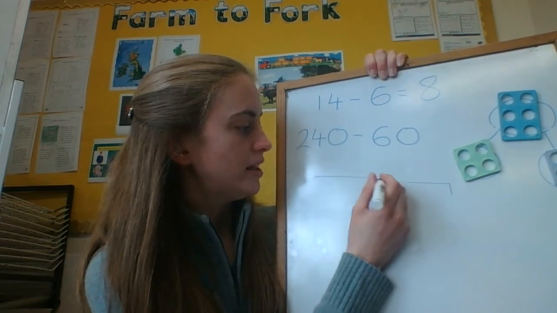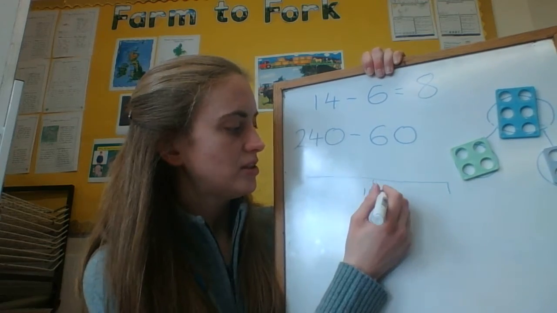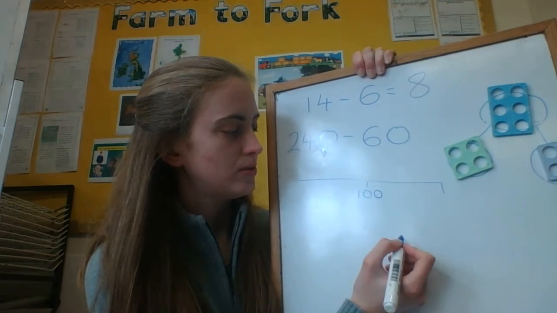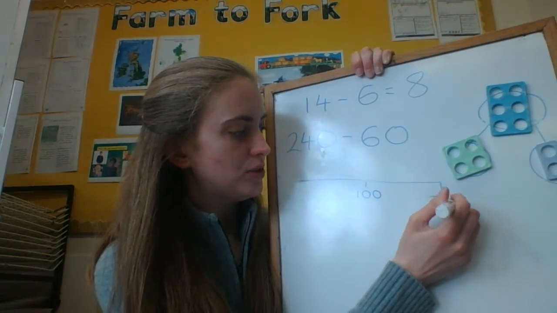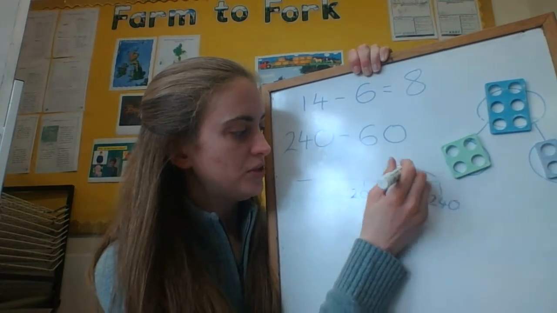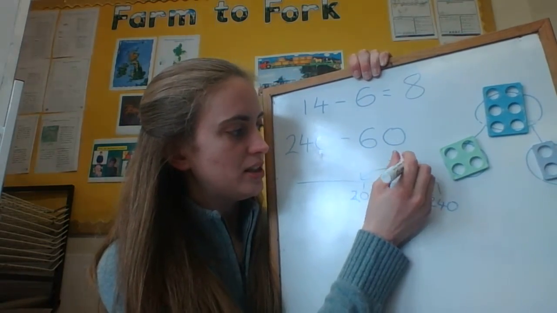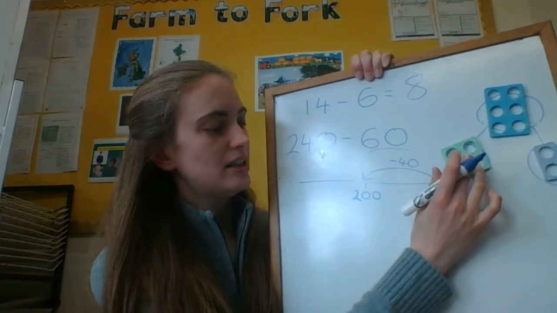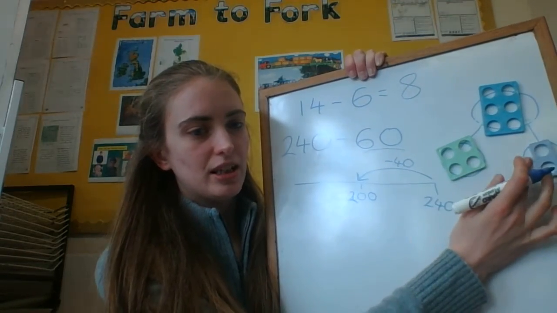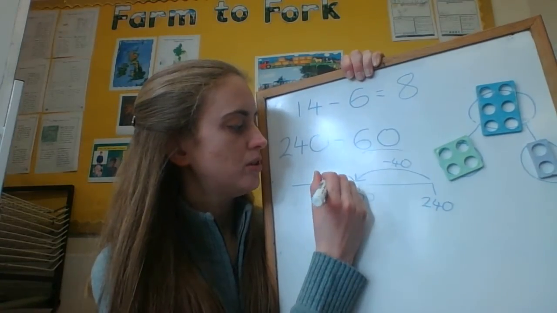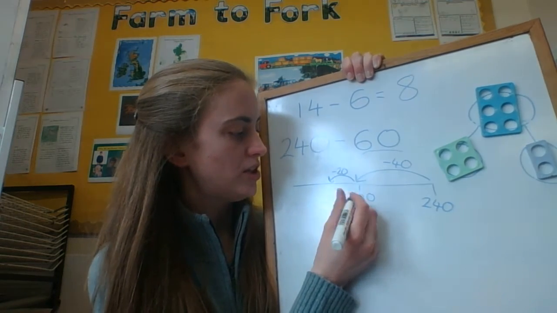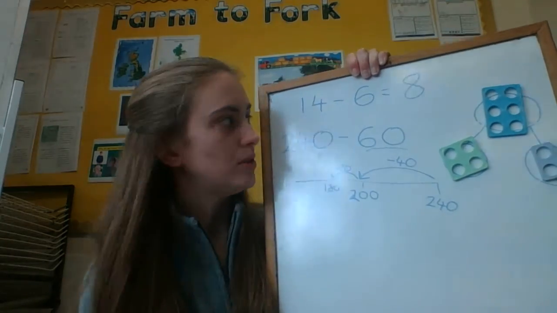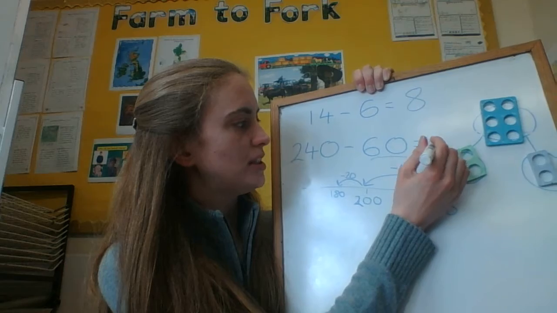So if I look at my number line, now my 10 is going to turn, because we're now working with these larger numbers, into 100. Okay, so there's 240. 240 back to 200, take away 40, says 60. 60, take away the 40, you need to take away 20 more. Take away 20 from 200 is 180. So I know my answer to this equals 180.